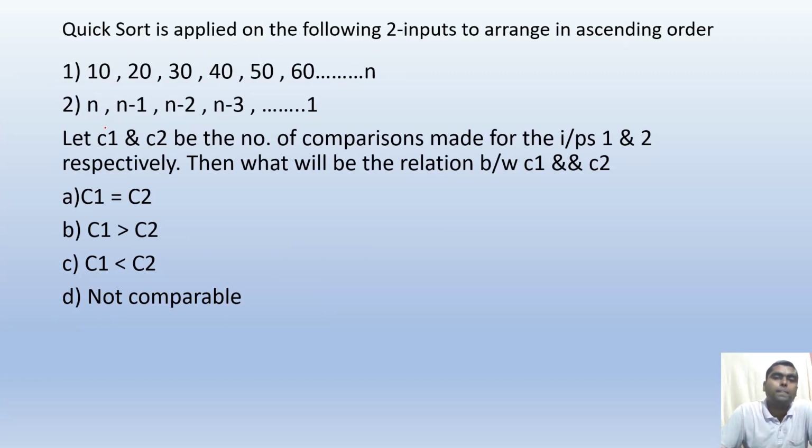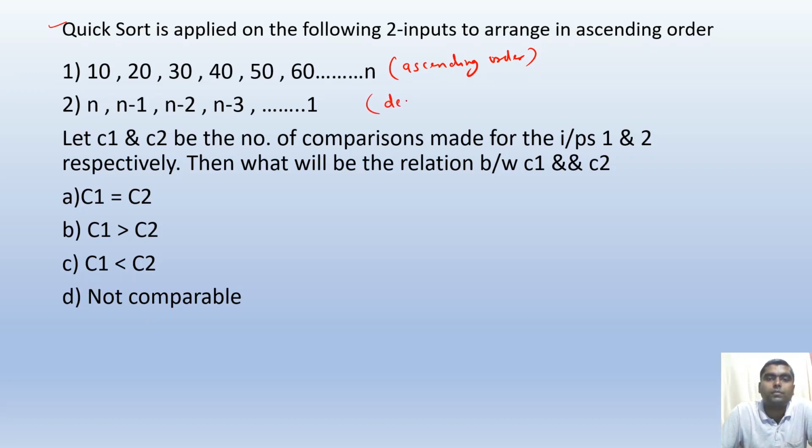Let me introduce one more thing. So this is a question. The question says that quick sort is applied on the following two inputs to arrange in ascending order. The first one is 10, 20, 30, 40, 50, 60, up to n. Some n numbers are there. If you observe carefully, all these numbers are in ascending order, and these all numbers are in descending order.